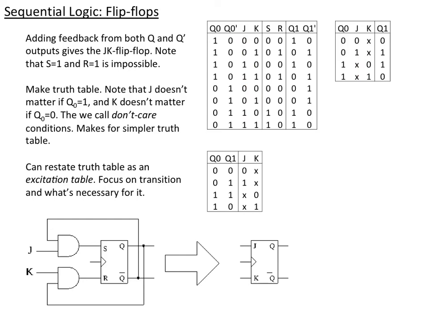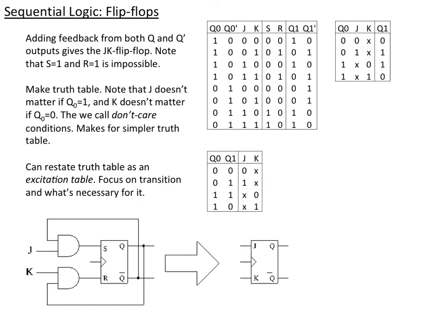I can rearrange this, bring the Q column over by the output column, by the input column, and ask not what happens with J's and K's, but how do I go from one state to the next. So that's called an excitation table. And for the JK flip-flop, this is everything you really need to know about it. If it's in state 0 and you want to stay in that state, you have to have J equal 0 and K doesn't matter. If it's in state 0 and you want to go to state 1, you want to set it, then J is 1. Again, it doesn't matter what K is as long as the state's 0.